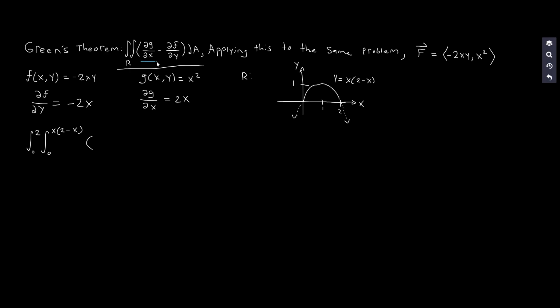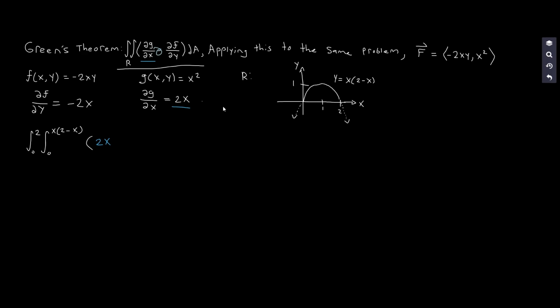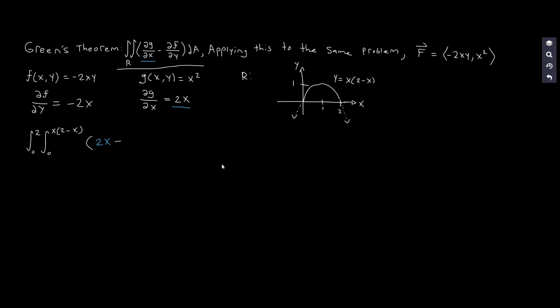Okay, so we're gonna look at this. The partial derivative of g with respect to x, we found that to be 2x. So we're gonna have 2x, right? And then we're supposed to subtract the partial derivative of f with respect to y, which we found to be negative 2. So I'm just gonna put a negative 2 in there. This here is the y-axis, so this is going to be dy, and this here is the x-axis, so this is going to be dx.